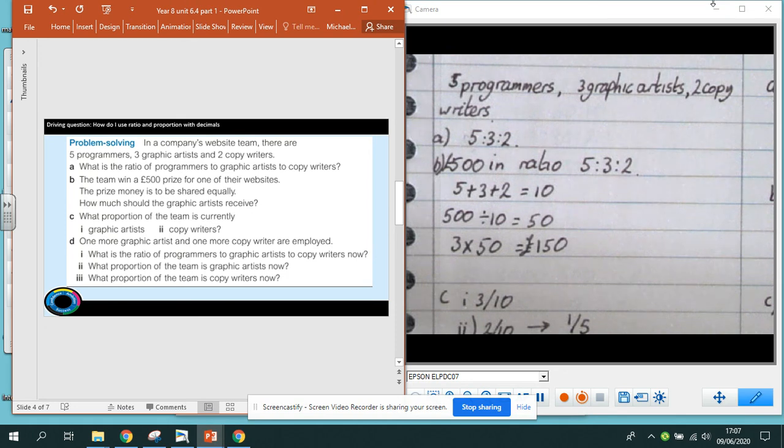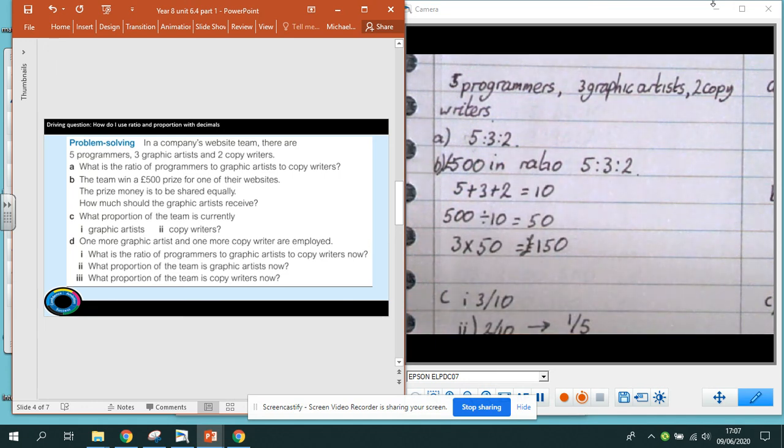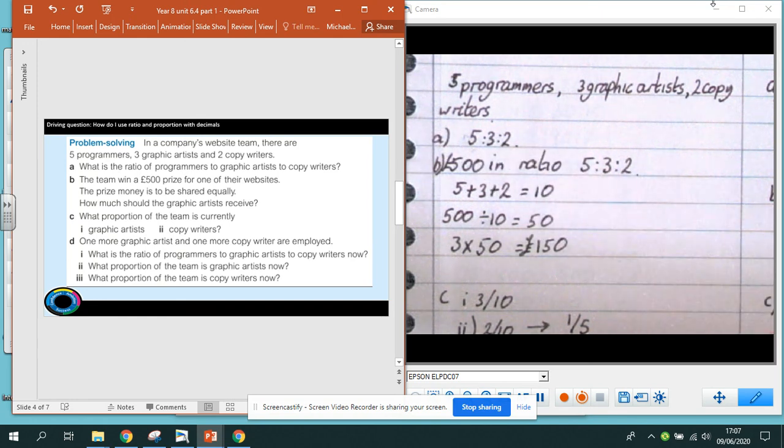Okay, so working my way through it. 5 programmers, 3 graphic artists, 2 copywriters. The ratio is very easy. It's 5 to 3 to 2. Remember, you write down the ratio in the order that the words are written. So it's 5 to 3 to 2.